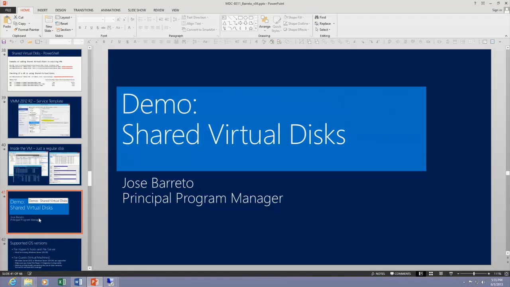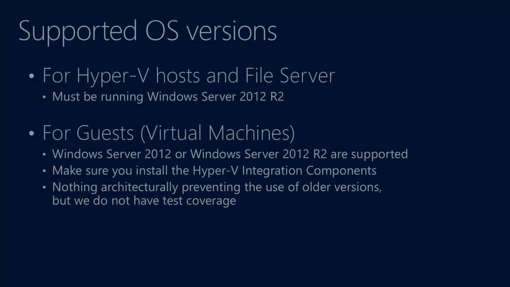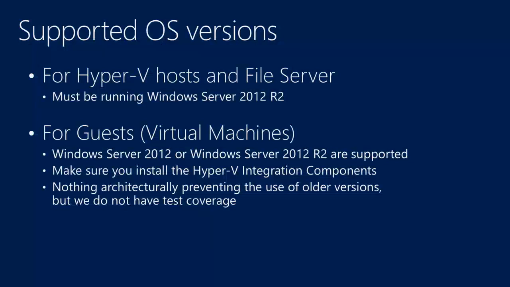And let me go back here to my presentation. You just have to remember a few things. For the Hyper-V hosts and for the file servers you're using for this, you have to be using Windows Server 2012 R2, okay? That is a requirement. For the guests, for the virtual machines, we are testing 2012 and 2012 R2, right? And you have to have the integration components installed because that's how you get the new virtual SAS inside the guest, right? You could use older versions, we just don't have the test coverage, and so we don't support it.